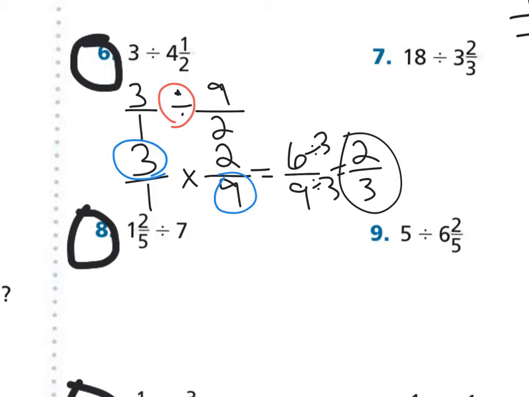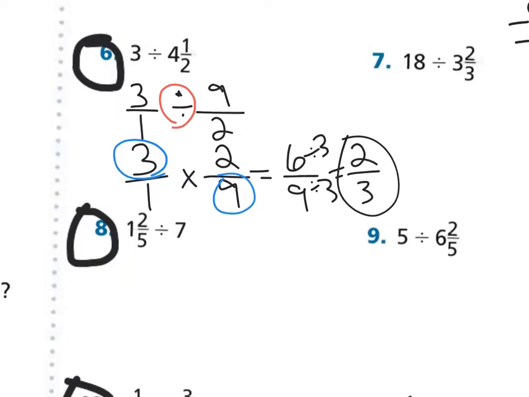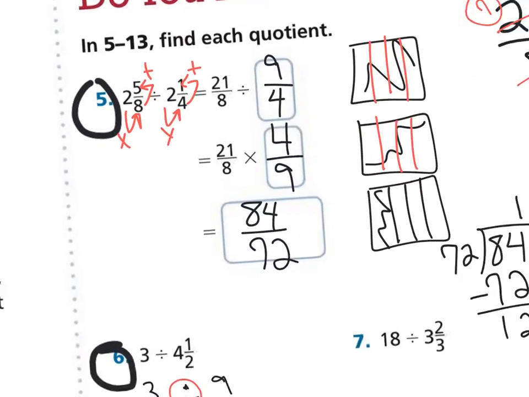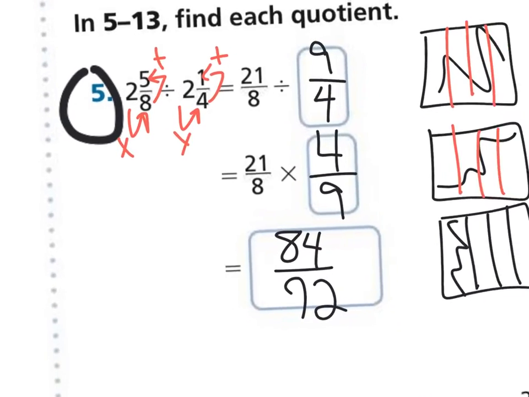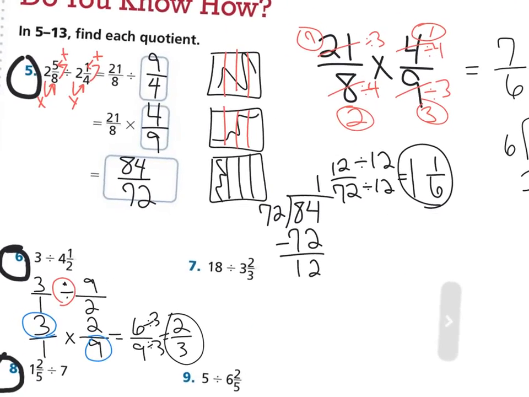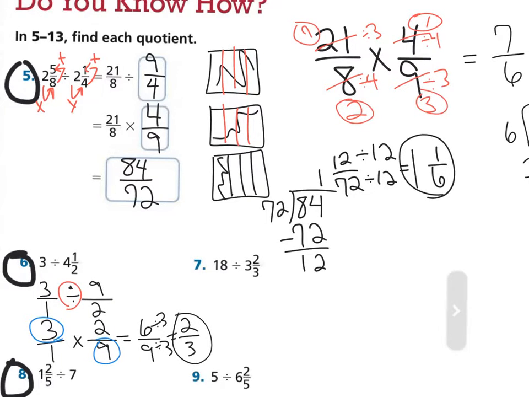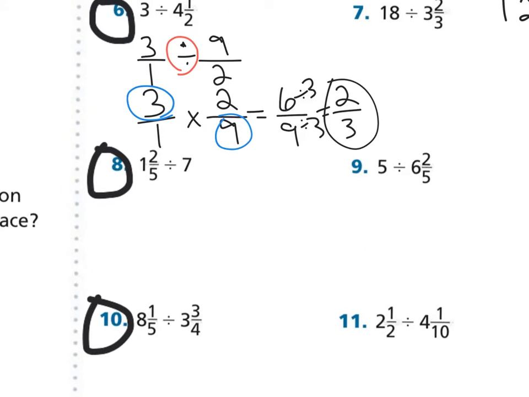And just to mention, on number 6, for example, we took 3 divided by 4.5. Anytime you take a number divided by a bigger number, you're going to get an answer less than 1. 3 divided by 4.5, okay, 4.5 is bigger than the 3, so that's why our answer came out less than 1. On the previous example, 2 and 5/8 divided by 2 and 1/4, we were dividing by a smaller number, and that's why our answer came out bigger than 1. So that's just kind of a guideline, something to think about when you do these problems.